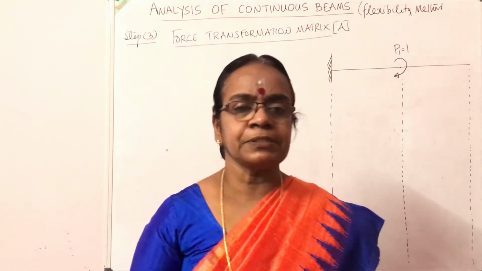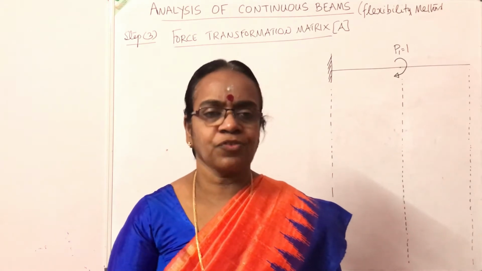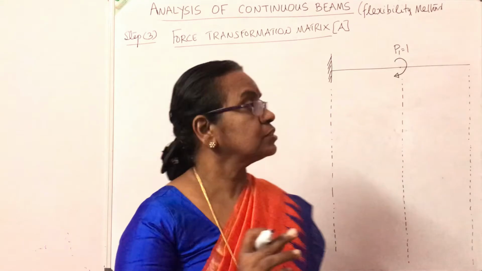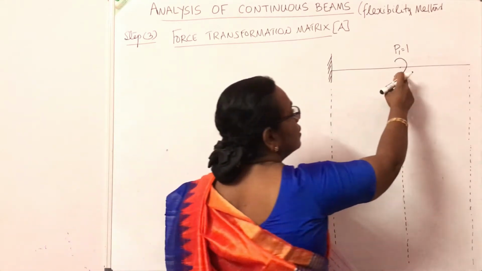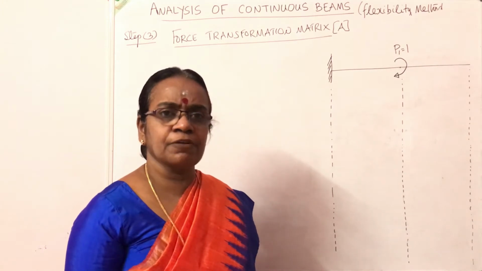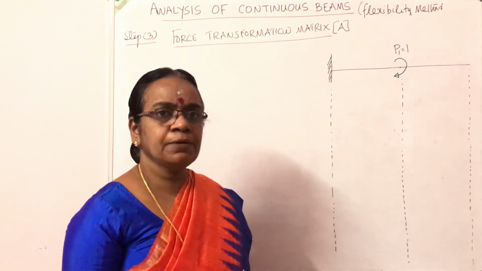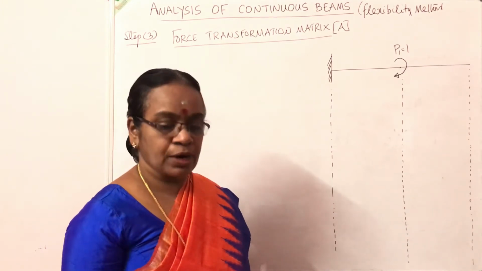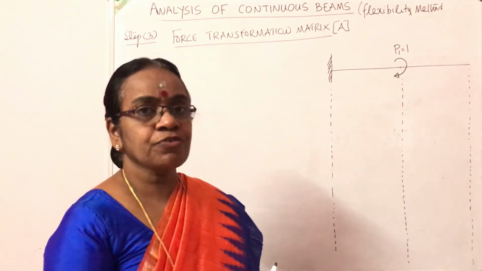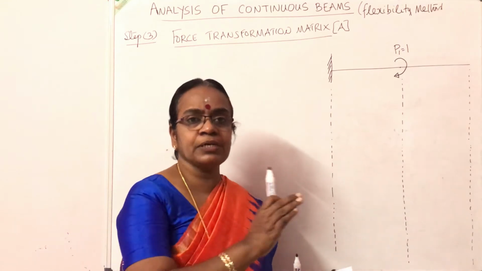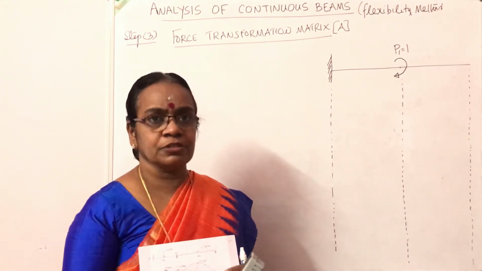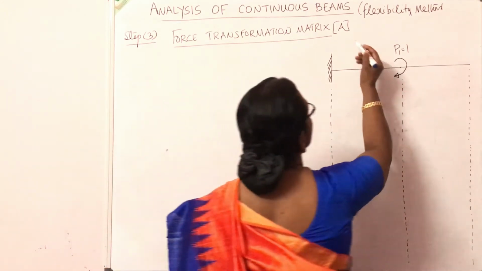So the third step is the force transformation matrix. We are going to consider the structure. This is the primary structure with the first nodal load, or the first external force, acting at joint B. P1 is equal to 1. By giving P1 equal to 1, what is the force transformation matrix? It is the relation between the element forces and the nodal forces in the structure. So by applying P1 equals 1, we have to calculate.